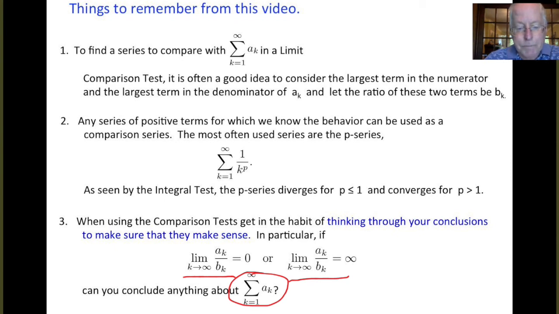Okay, so do some practice with this, and I think you'll find this is a slightly easier test to use than the direct comparison test, so this is one I think it's really a good idea to focus on.